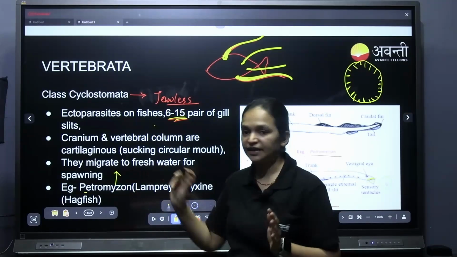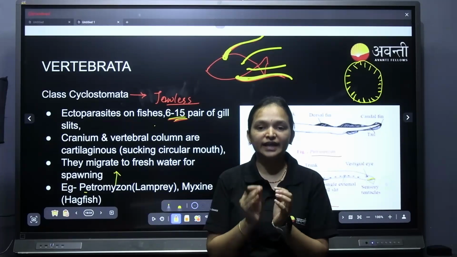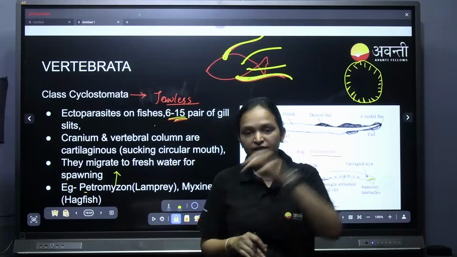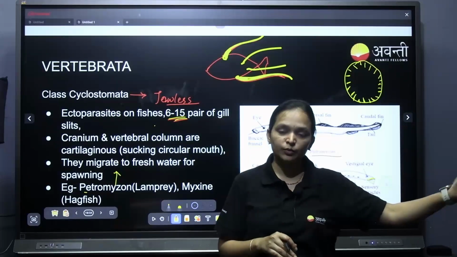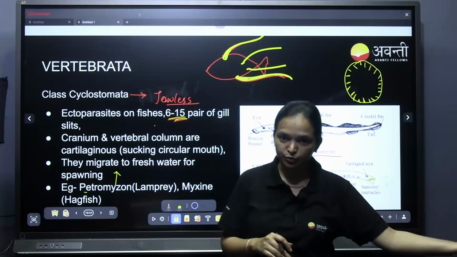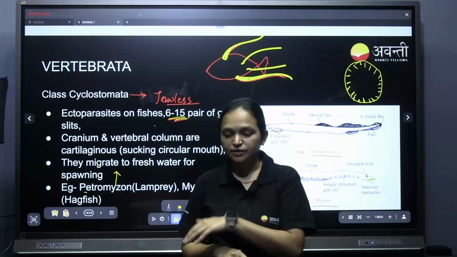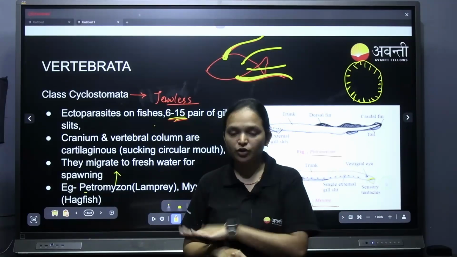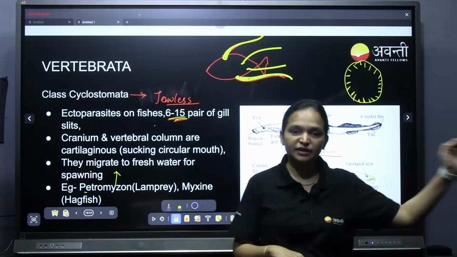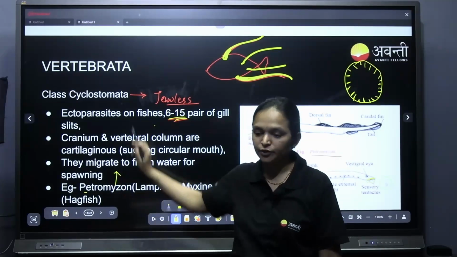Petromyzon shows a different type of life cycle: when they have to spawn or lay eggs, they go to fresh water, lay eggs and come back as adults. The eggs hatch and become larvae, and the larval stage will be present in the fresh water. After they become adult, they come back to the marine water, that is sea water or salt water. In the larval stage, they will be in the fresh water. And in the adult stage only do they become parasites, ectoparasites.